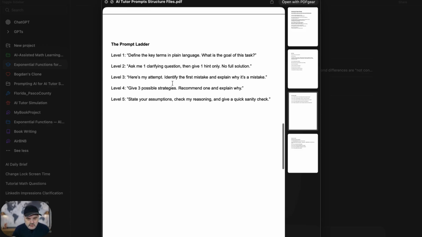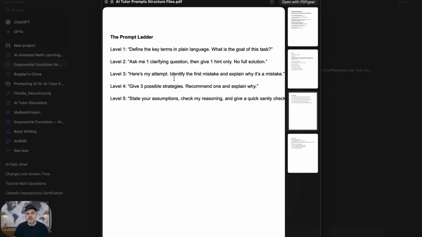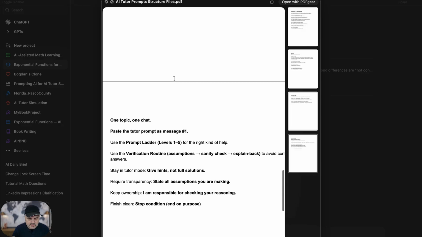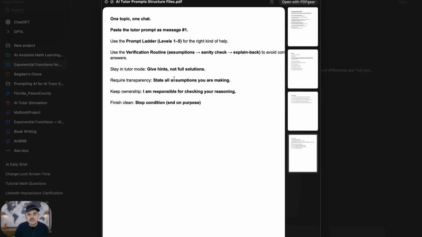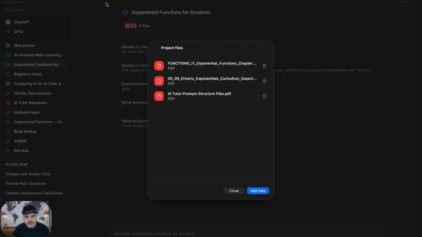The prompt ladder, we also talked about it in the previous videos, means that depending on the level of your engagement or understanding of certain topics, you can either start from the beginning or at the last stage where you're just doing the review of your work and you don't need further explanation. One topic, one chat. This sort of locks in the behavior for the AI so that it doesn't start taking over the session. So you have full control of that. And this is the file which is added with the other three files inside the project.